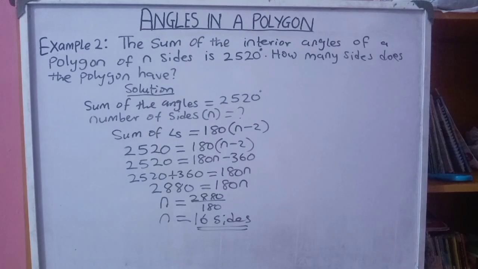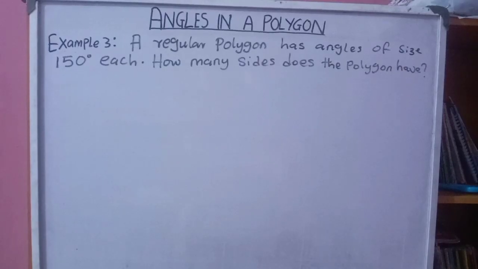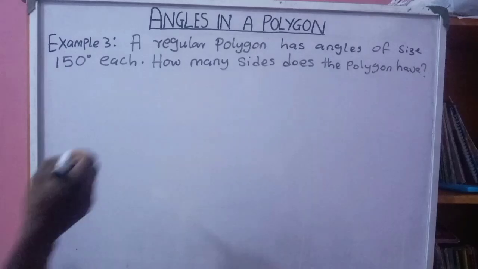Now let's take a look at number 3 example. Here we have a question. A regular polygon has angles of size 150 degrees each. Remember, this time around they use the word each. Using the word each means one of the angles. How many sides does the polygon have? Now let's get the solution to this.